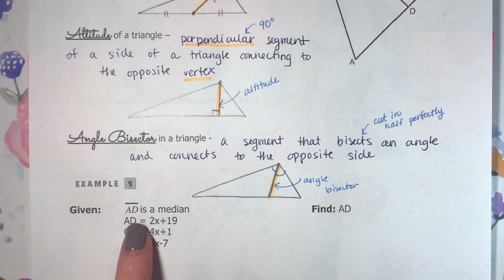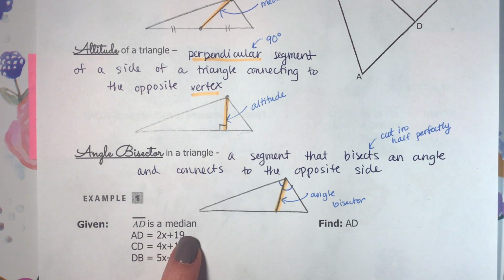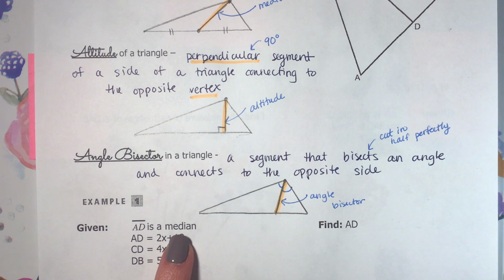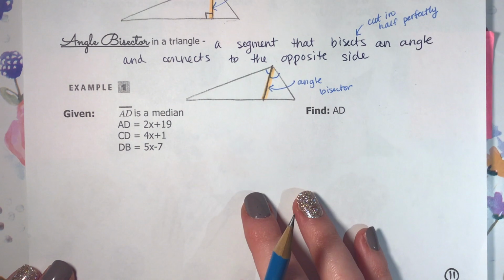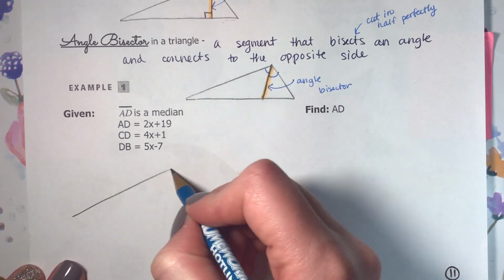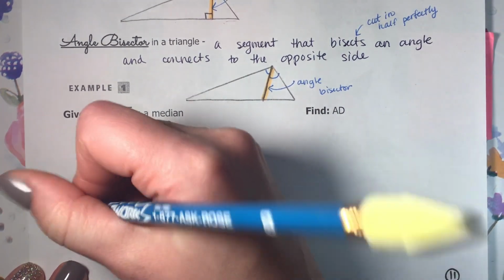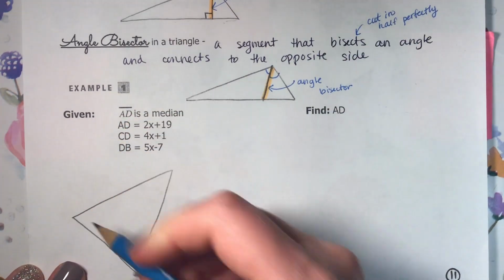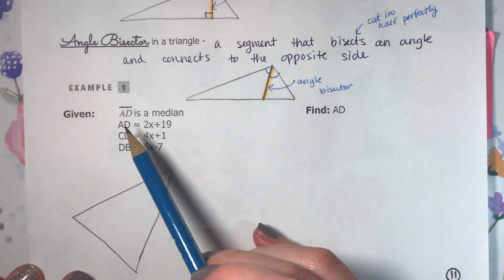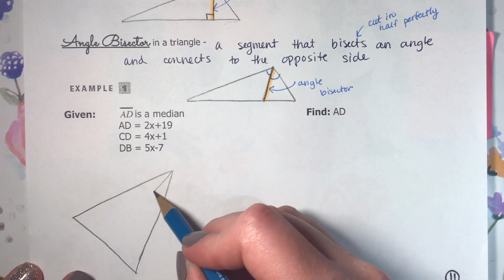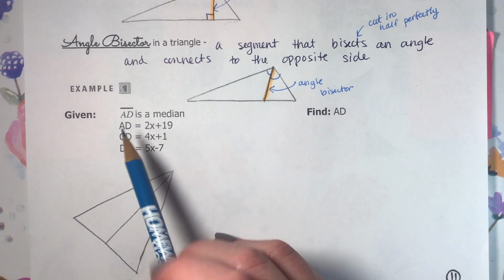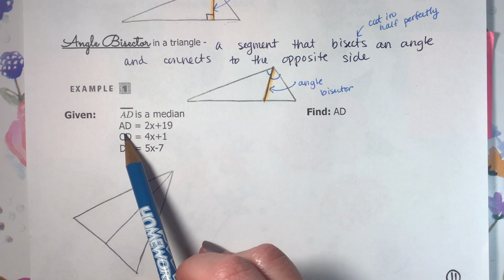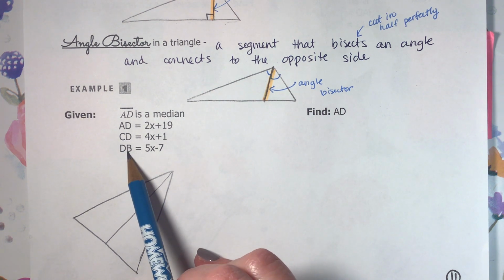In example 1, it says, given AD is a median. So right off the bat, we know that we have to have a triangle because we need a triangle to have a median. So what I'm going to do, I'm going to go ahead and just start drawing an image. It doesn't really matter what it looks like as long as you have it labeled correctly. And that's just based off of reading closely. So it says AD is the median.